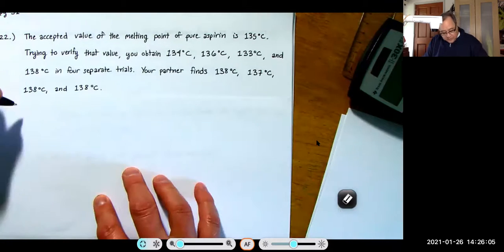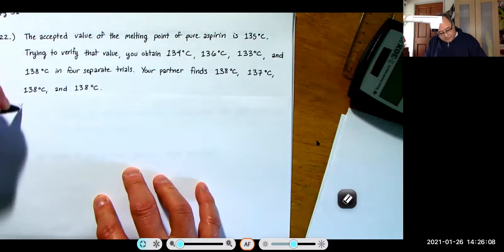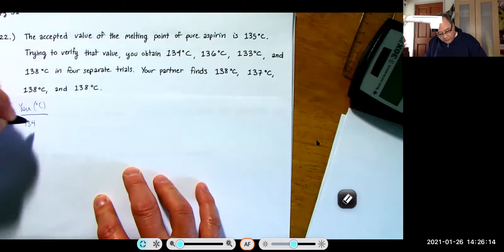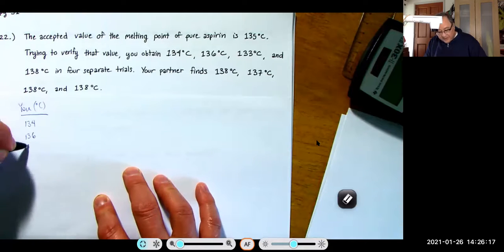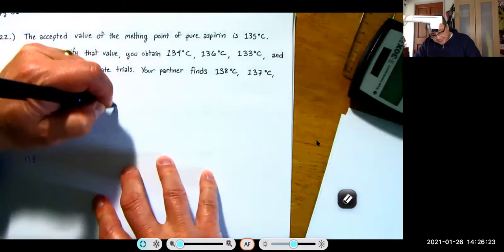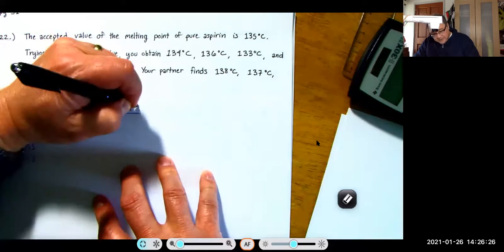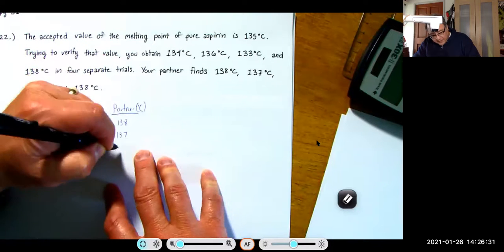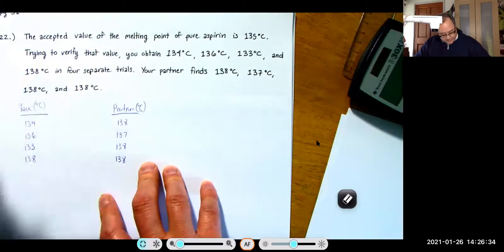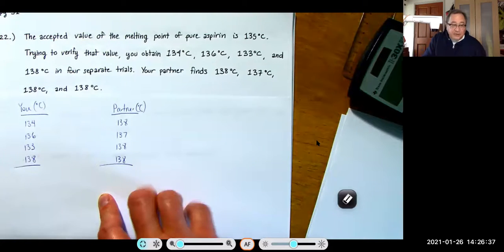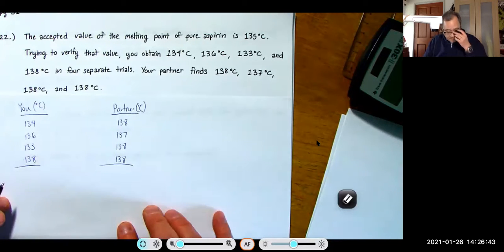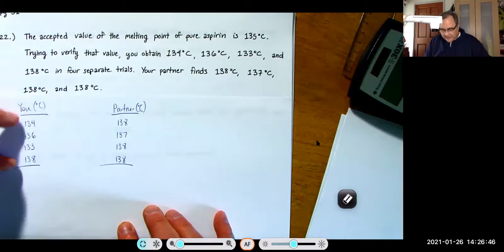So I'm going to write these values down. For you, you got 134, 136, 133, and 138. And for your partner, they got 138, 137, 138, and 138. When I write the degrees Celsius at the top of the table, I don't need to write the degrees Celsius for each value. Now, for the average, we're going to sum all of these numbers together.